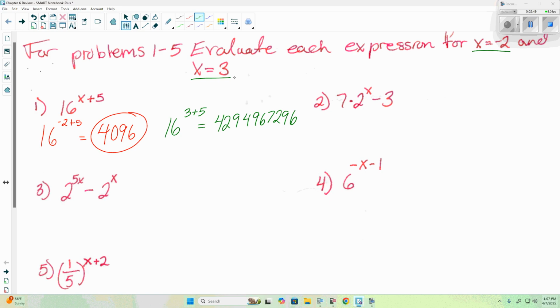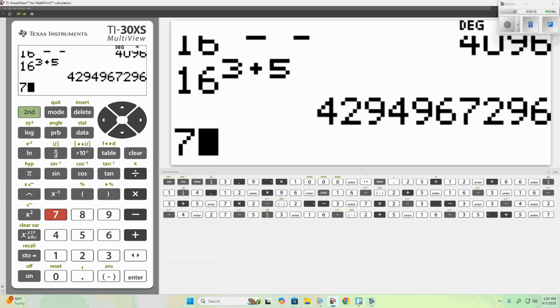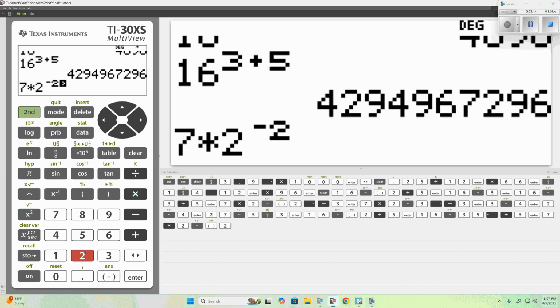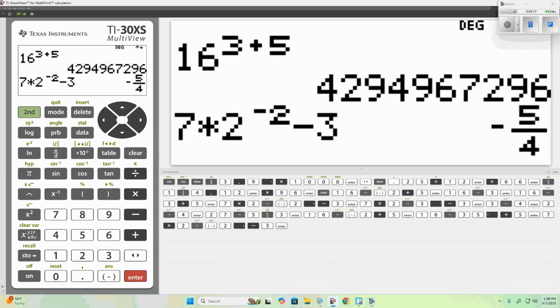So with these problems, we can just always put them in the calculator. Because we don't have any variables we're solving for, we're evaluating it for the given values. Same way for number 2: 7 times 2 to the -2, minus 3. Notice on this one the -3 is not in the exponent. We're subtracting it from 7 times 2 to the -2.